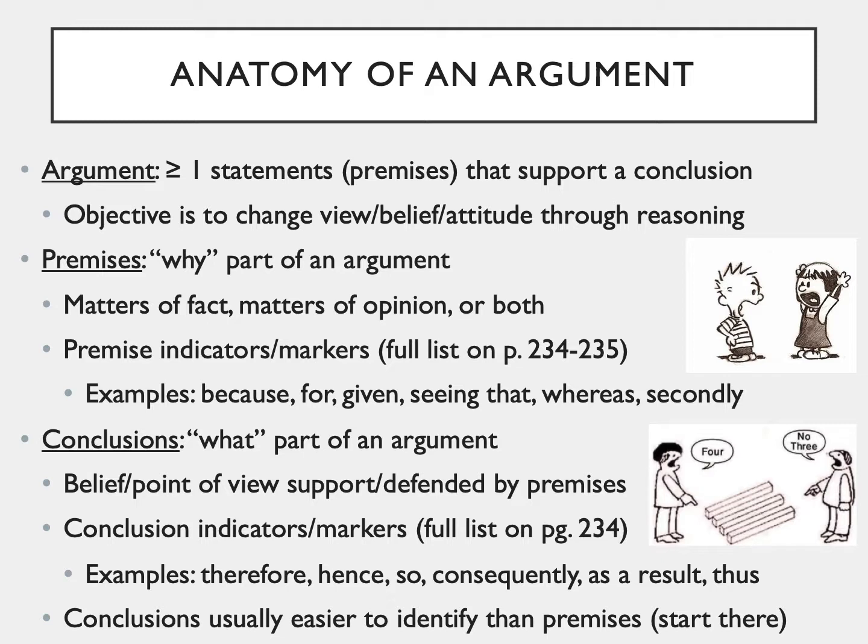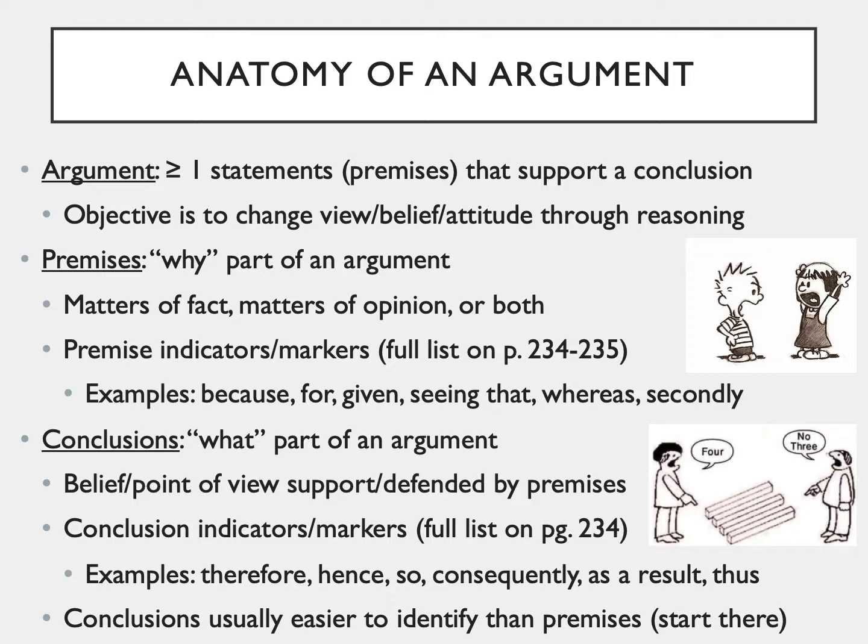Premise indicators or premise markers are terms that generally mean that the premise is going to follow. There is a full list of premise indicators in your textbook on pages 234 to 235. Some examples of premise indicators are words like because, for, given, seeing that, whereas, and secondly. These terms generally mean that the premise, the why, is coming next.